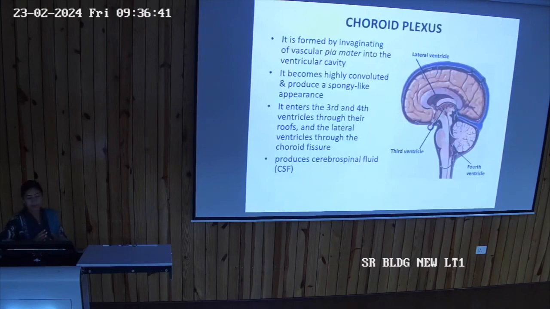The choroid plexus we have already discussed. These are invaginated vascular pia matter having the ependymal cells which are present in the ventricular cavities. So if you want to see, this is a web-like structure which is present in the ventricles.